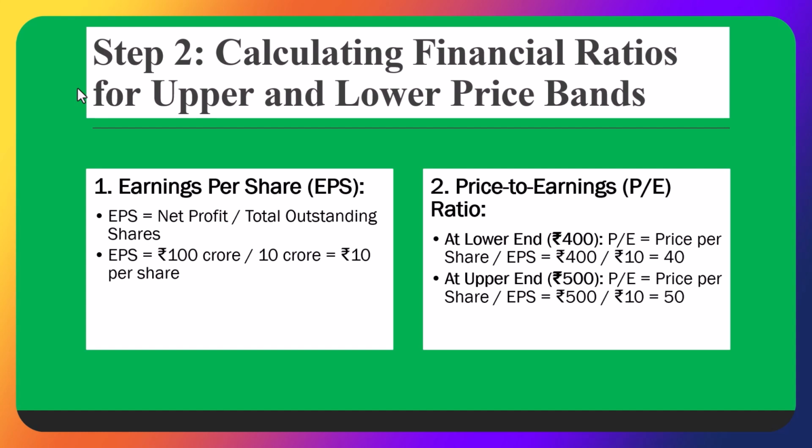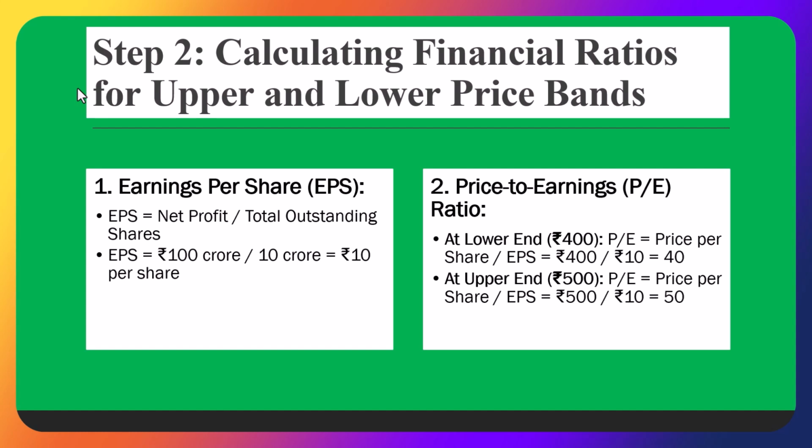Price to earnings ratio. At the lower end, you'll have 400 rupees, so the price per share will be 400 by 10, which will give us 40. At the upper end, we'll have 500, then the price per share will be 50 rupees. So the price earning ratio the company has given on both the upper band and the lower band is basically the share price divided by earning per share. If people apply between these two bands, the price earning ratio would be between 40 and 50, so on average say 45.